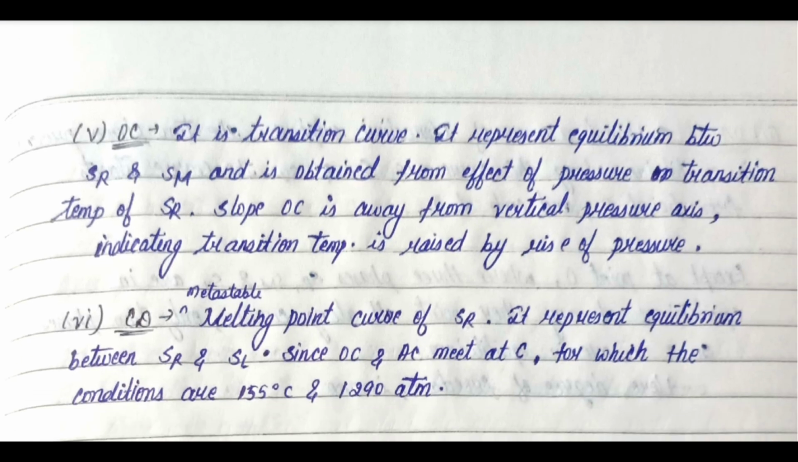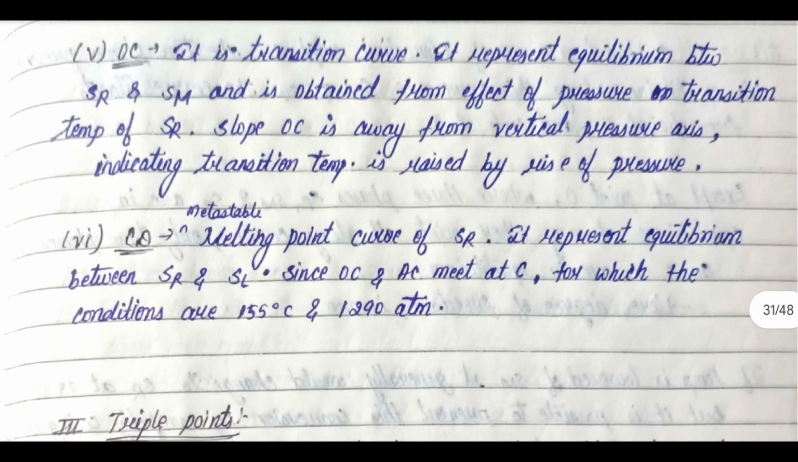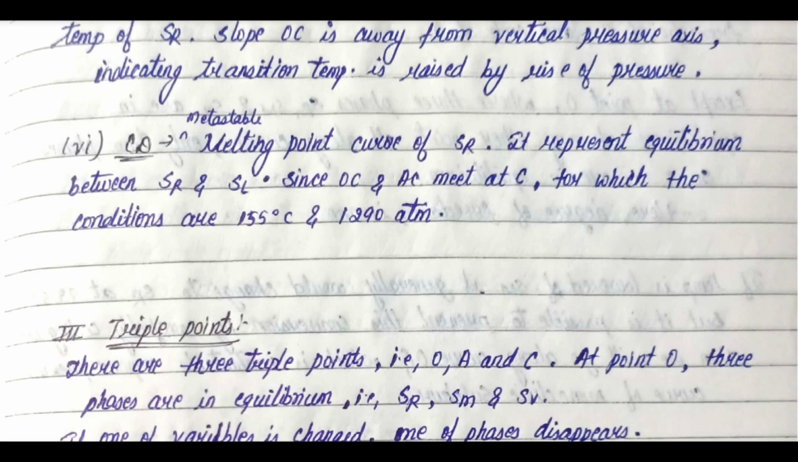Fifth, OC. It is the transition curve. It represents equilibrium between SR and SM and is obtained from the effect of pressure on the transition temperature of SR. The slope of OC is away from the vertical pressure axis, indicating the transition temperature is raised by a rise of pressure. Sixth, CD, the metastable melting point curve of SR. It represents equilibrium between SR and SL.